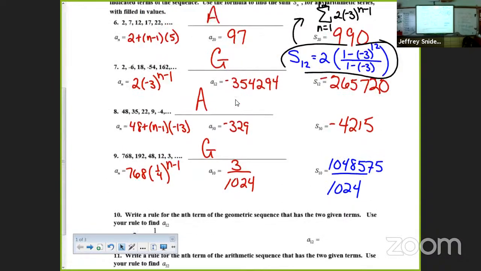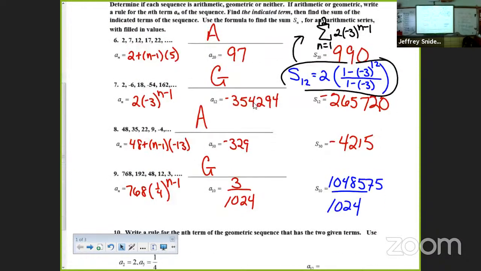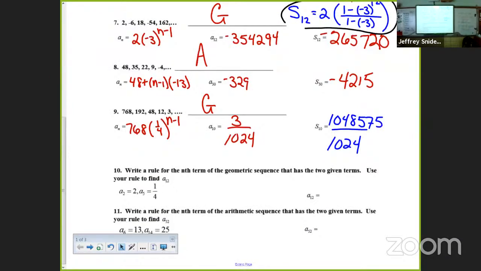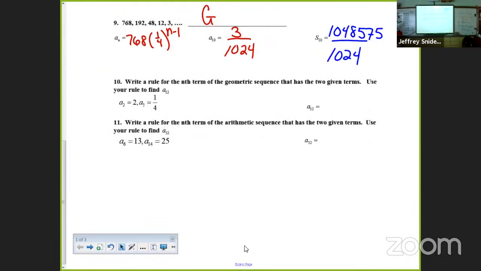Any questions on the first 9? We good on those? Hopefully. Okay, number 10. Write a rule for the nth term of the geometric sequence. So I'm telling you it's geometric, and I've given you the 2nd and the 5th term.